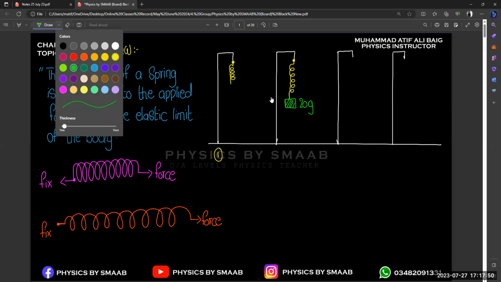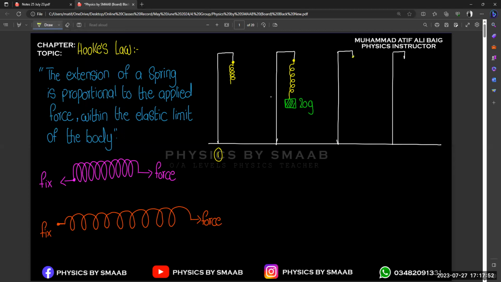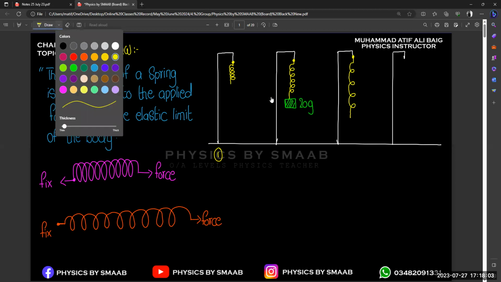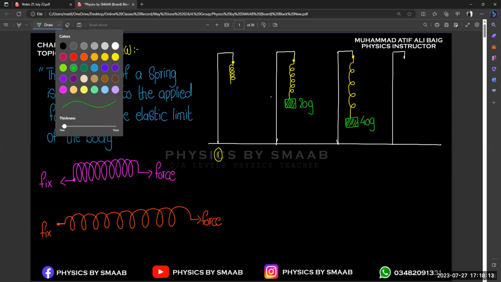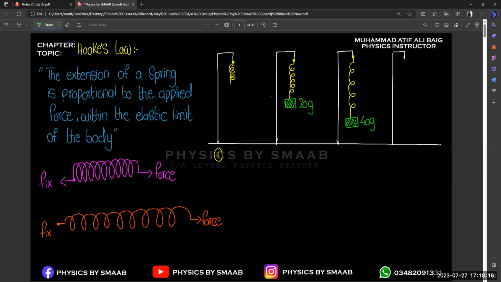And after that, we add the same mass again, 20 plus 20, it will be 40. So the spring will stretch more like this. So your new value will be equal to 50, right? Okay. Now your question is how we know where the elastic limit of the body will be, or where the elastic limit of the spring will be.